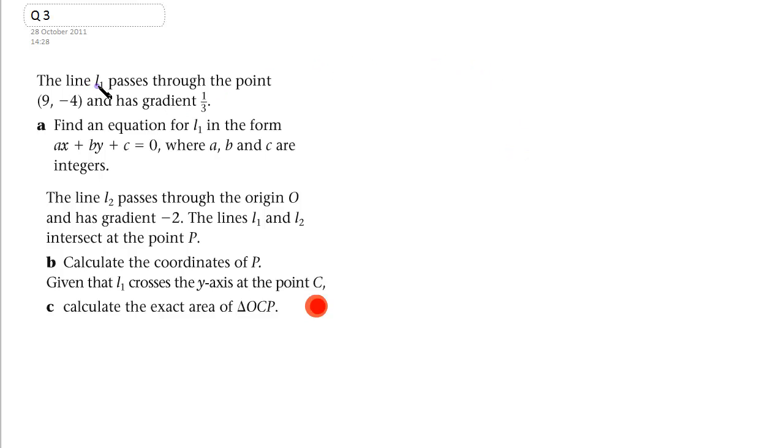Right, here we've got a line, L1, that passes through the point (9, -4) and has gradient 1/3. Find an equation in this format, where A, B, and C are integers.